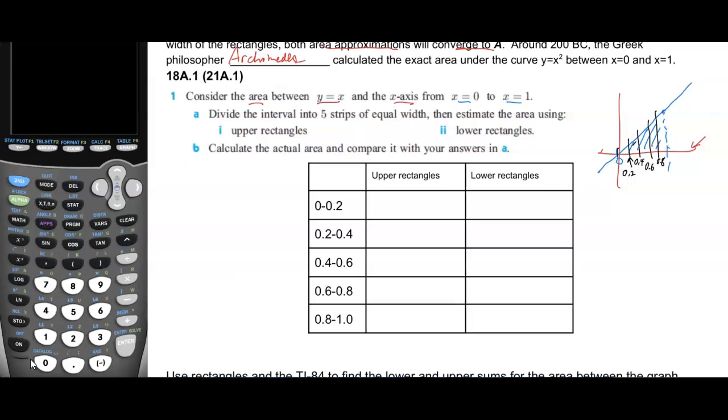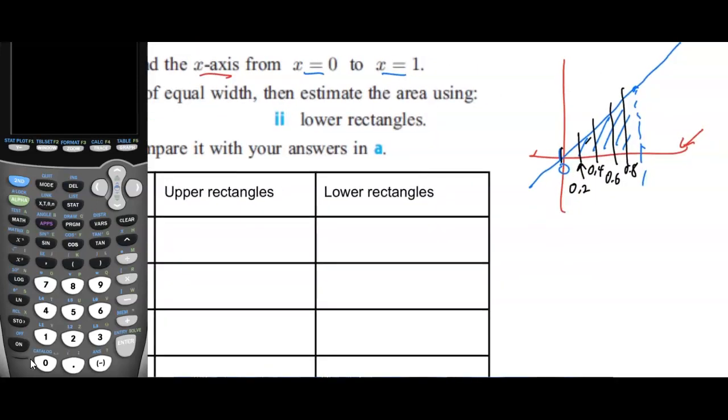First, I'm going to draw what it would look like if we used upper rectangles. If we used upper rectangles, we would always make the rectangles as tall as the tallest point in the interval of the rectangle. So the top height is obviously going to be 1. This point here would be 0.8, so the height would be 0.8, and so on. So the first one would actually be 0.2 tall.